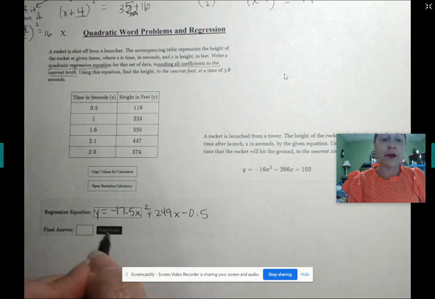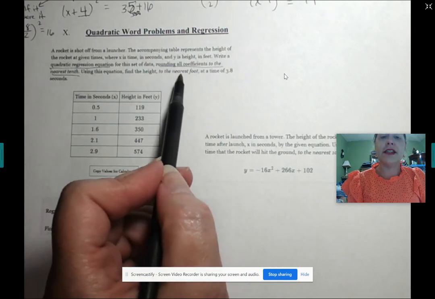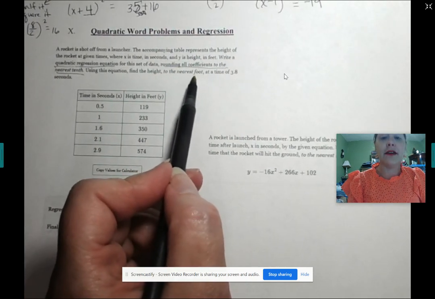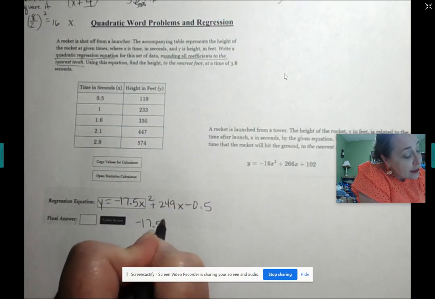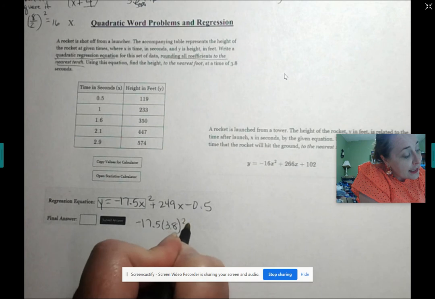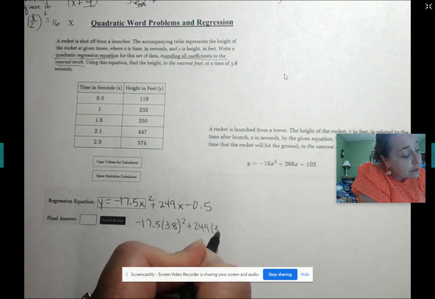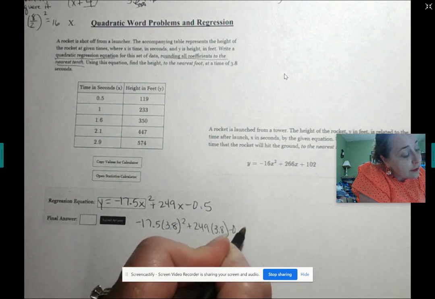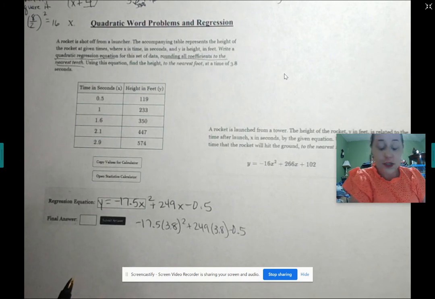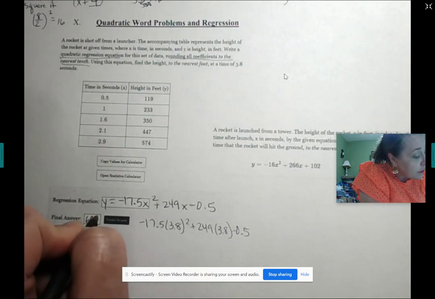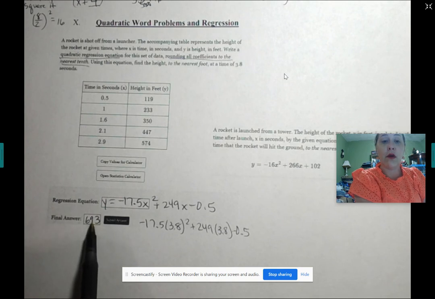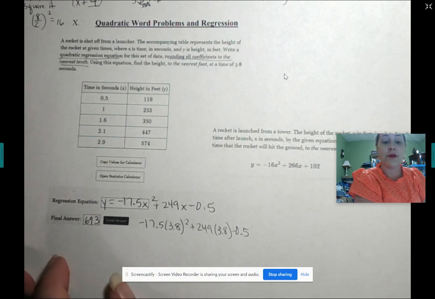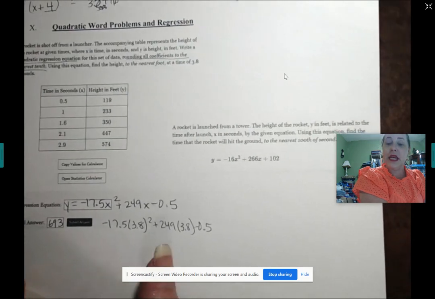We're going to use that regression equation to find the height to the nearest whole foot at a time of 3.8 seconds. So all I'm doing is taking 3.8 and plugging it in for x in both of those places and rounding that answer to the nearest whole number. So if you put that into your calculator, it would give you something really close to the whole height of 693 feet. And then we have one more.